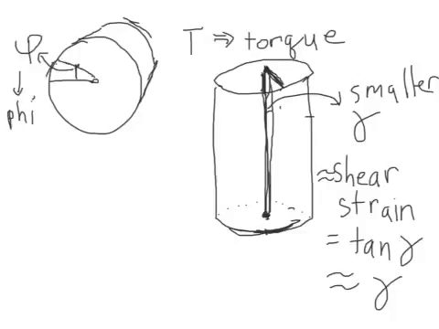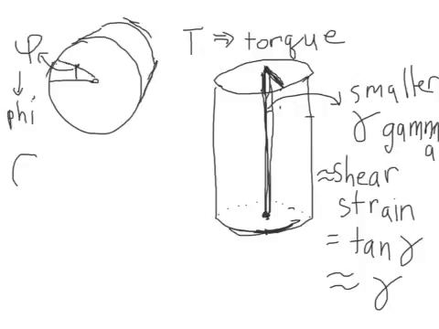It's kind of like getting an Indian rug burn on your wrist. That skin is going to feel like it's shearing on the outside, but the middle of your wrist doesn't get sheared as much. So again, that angle, that shear strain is gamma.